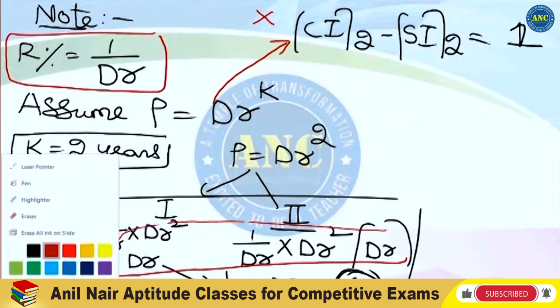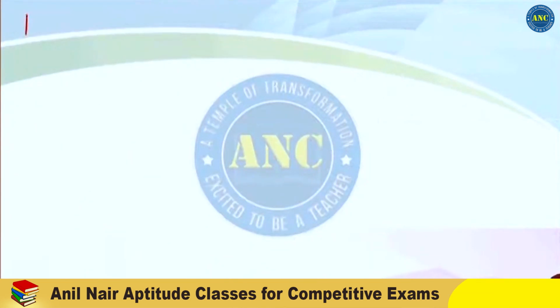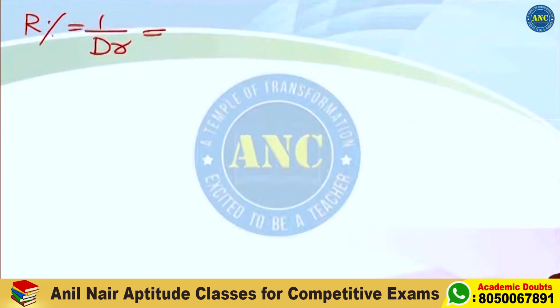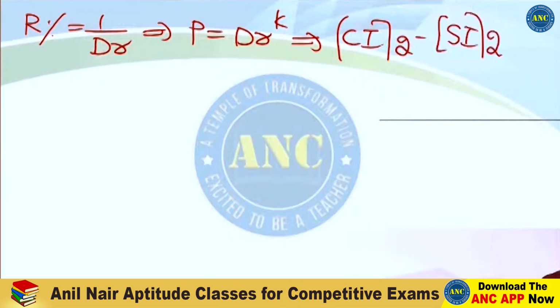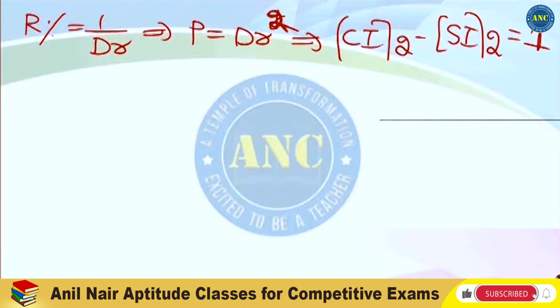Please write down this important key point. R percentage is 1 by D R and the principal is denominator power k. Then CI for 2 years minus SI for 2 years is nothing but 1 for 2 years, so the k value will become 2. You get the direct conclusion.